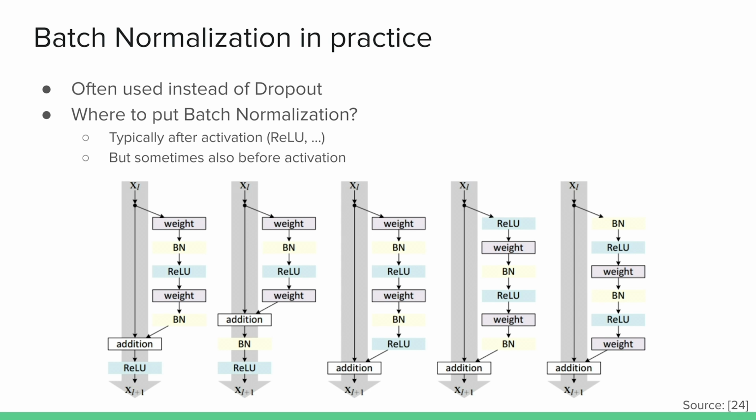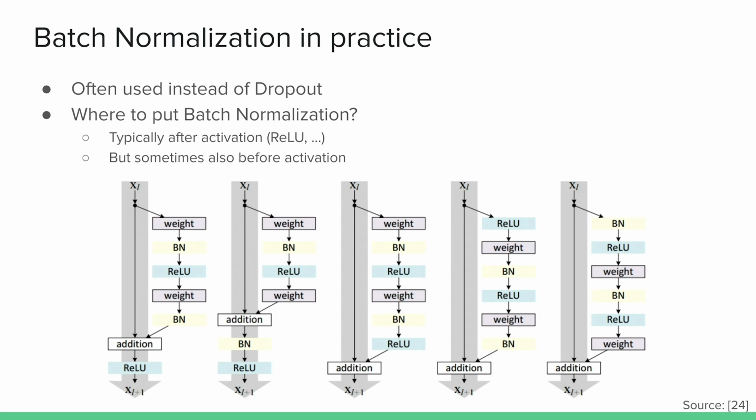Batch normalization in practice can replace some other regularization techniques like dropout. And the question then is, where should I put this batch normalization? And there is no clear answer to this. People have put it before the activation, after the activation, somewhere in between one of those modules.